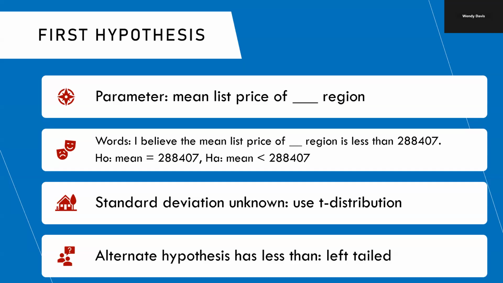Okay, so in symbols, we're going to say H0, which is the null hypothesis. The mean is 288,407. Now, in the Word document, it says we want to test that the mean of our region is less. So we're using our alternate hypothesis, the mean is less. Okay, use 288,407. Don't use any different numbers. Because the standard deviation is unknown, we use the t-distribution. Because our alternate hypothesis has less than, we use left-tailed.